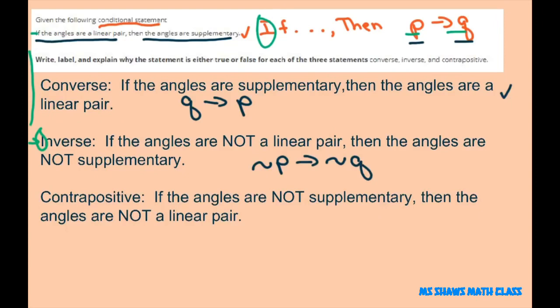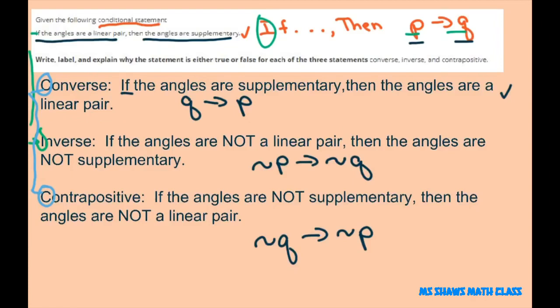And then for the last one, contrapositive always goes with the converse. They both start with C's, and you're going to negate the converse. So you're going to say, if not Q, then not P. So if the angles are not supplementary, then the angles are not a linear pair.